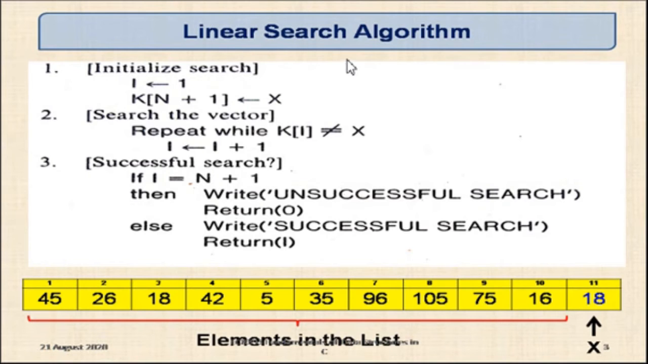So let us go through the algorithm. You see here, this is the example. I assume that I have a list of size 10, 1 to 10. So from 45 to 16, 10 elements. This is the set of elements, or you can call it a list of 10 elements. Assume that in this example I am going to search for the element 18.